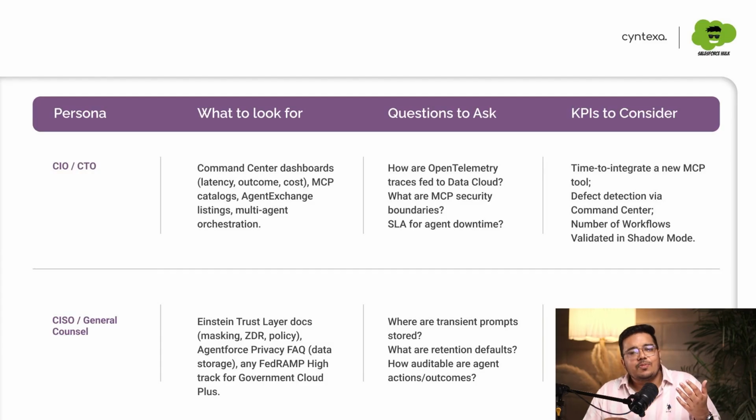From a CISO perspective, somebody who is concerned about security, you should be asking what the Einstein Trust Layer looks like. How do you handle masking? How often do you mask the data? Is it always masked? What is the masking mechanism that you are utilizing? So you can get the clarity and the confidence that the regulations and compliance needs are being met, and you are not going to have a lawsuit filed against you because of certain things.